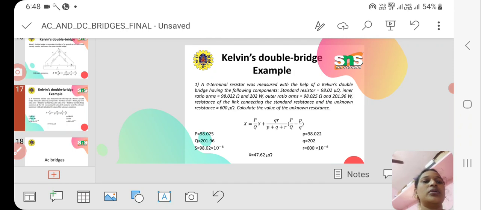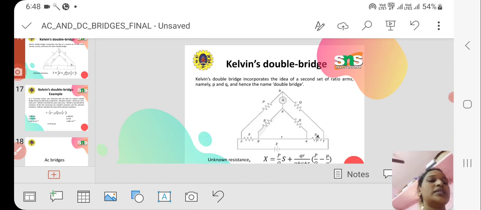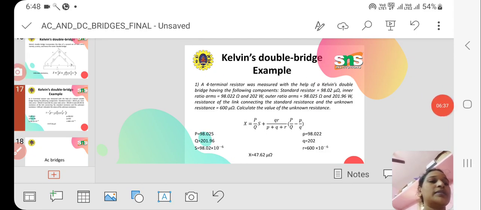So this is used for measurement of low resistance value, which is of the order micro ohms. So in this video we have discussed about measurement of low resistance using Kelvin's double bridge, and I have displayed a sample problem along with its values. So do try this sample problem and check whether you receive the same unknown resistance value.